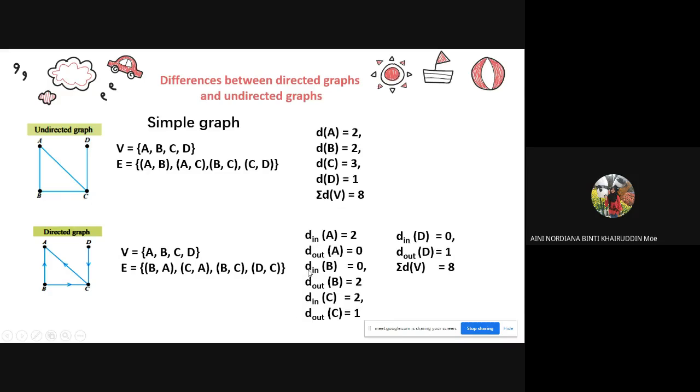Okay, have a look at this. For vertex B, there is no arrow in, so the in-degree of B is 0. For the out-degree of vertex D, there are 2, because it goes out to A and out to C. Okay.